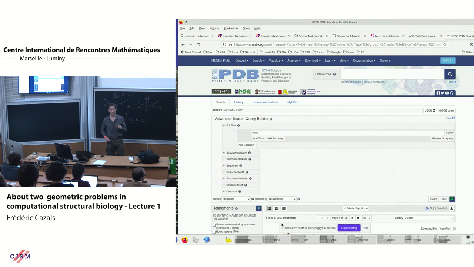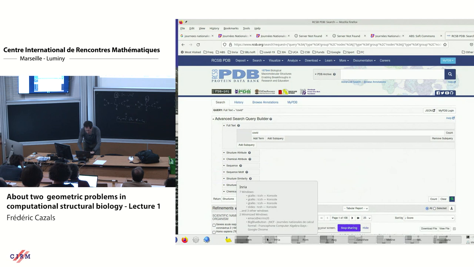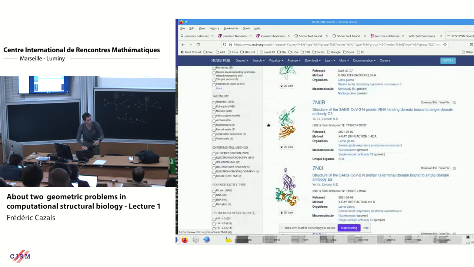So 2 years, let's say 100 weeks. It means that on average, 26 structures have been produced every week for a protein from the COVID. It's amazing. And so this started as early as March 2020. Okay, so if you want to browse structures, you can go there and enjoy the structures. And if you download a file here, you will have for each atom its Cartesian coordinate, XYZ. So in these structures, we do see the atoms with some uncertainties, which I can discuss if you want.